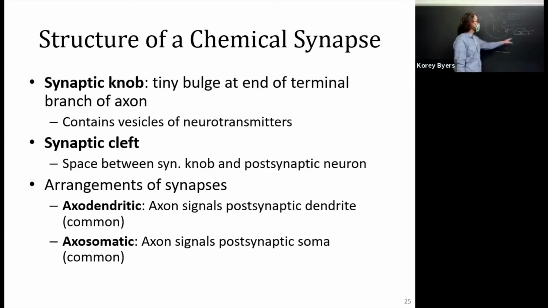So at the end of this axon, at the synapse, this synapse could be communicating in three different ways. It could be touching the dendrites of a cell. And so when I erase this, so we had our cell body.